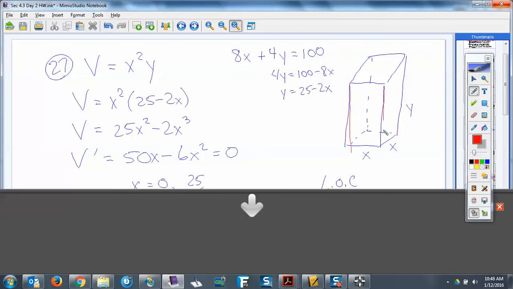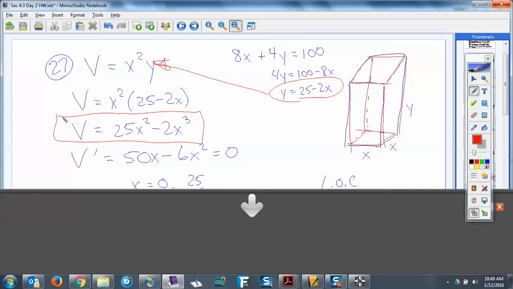Well, you've got 1, 2, 3, 4 pieces that are Y units long. So that's 4Y, and you have 1, 2, 3, 4, 5, 6, 7, 8 pieces that are X units long. So 8X plus 4Y has to equal 100. You just got to be able to come up with that sort of thing, right? And then that gives me that, which I substitute in for the Y right there. So I end up with this sort of equation for V.